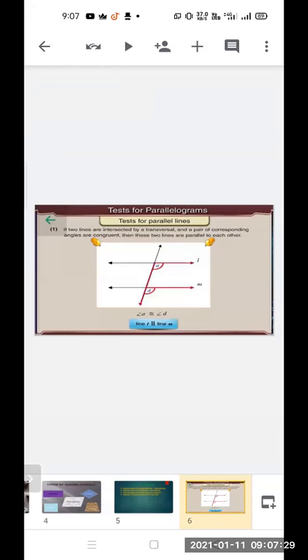In that, first we have studied the corresponding angle test. In this corresponding angle test, if two lines are intersected by a transversal, and a pair of corresponding angles are congruent, then these two lines are parallel to each other.